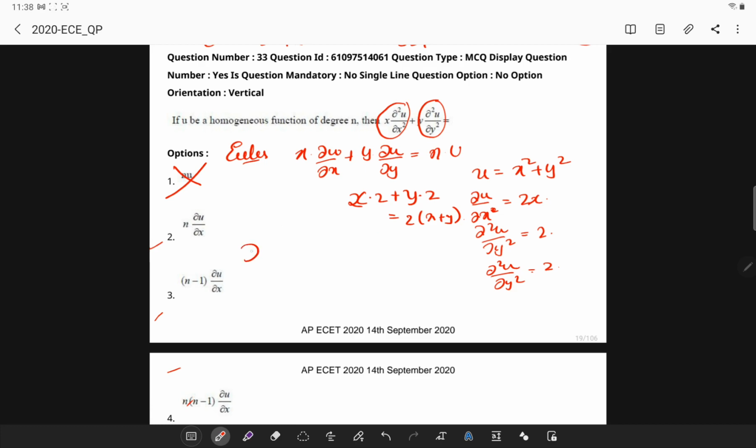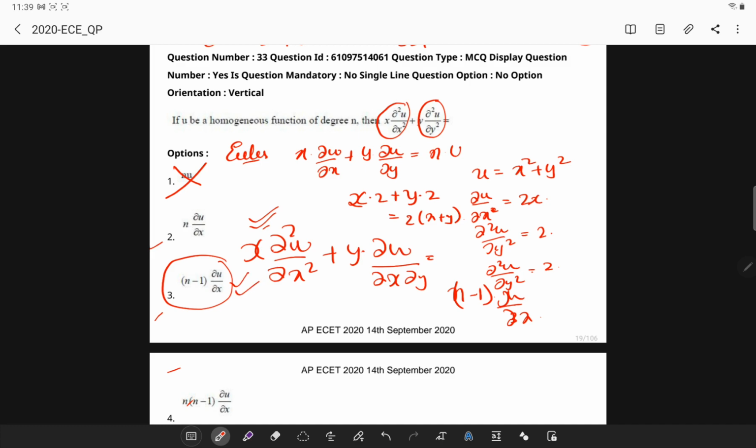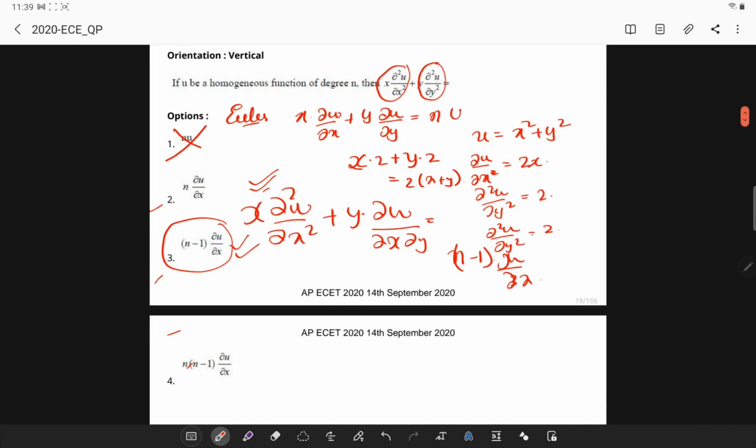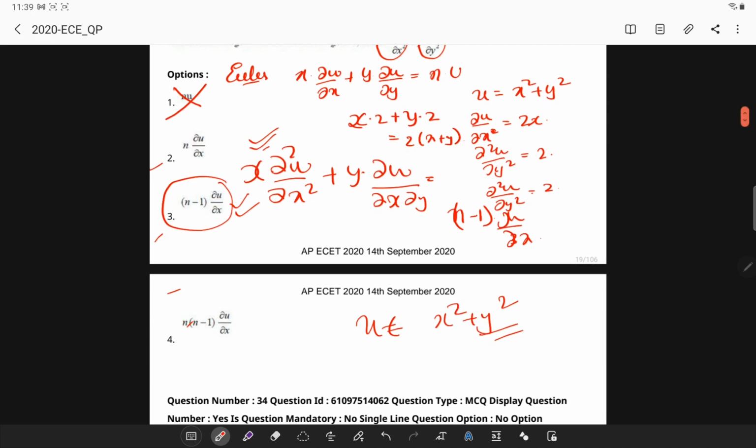However, there is a formula as per which we can have an idea on this. That is x ∂²u/∂x² + y ∂u/∂y is n minus 1 into ∂u/∂x. So this is an advanced formula, which you will understand only when you solve the problem. The best thing in this sort of problem is to use trial and error, in which you take an equation like x square plus y square.